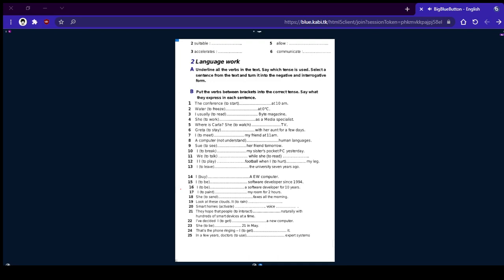Was painting for 2 hours. Was painting my room for 2 hours? I don't think so. No, miss, present perfect. Present perfect again. I have painting. Madam, paint, is it regular or irregular? Regular. So painted. Regular, painted. I have painted my room for 2 hours.